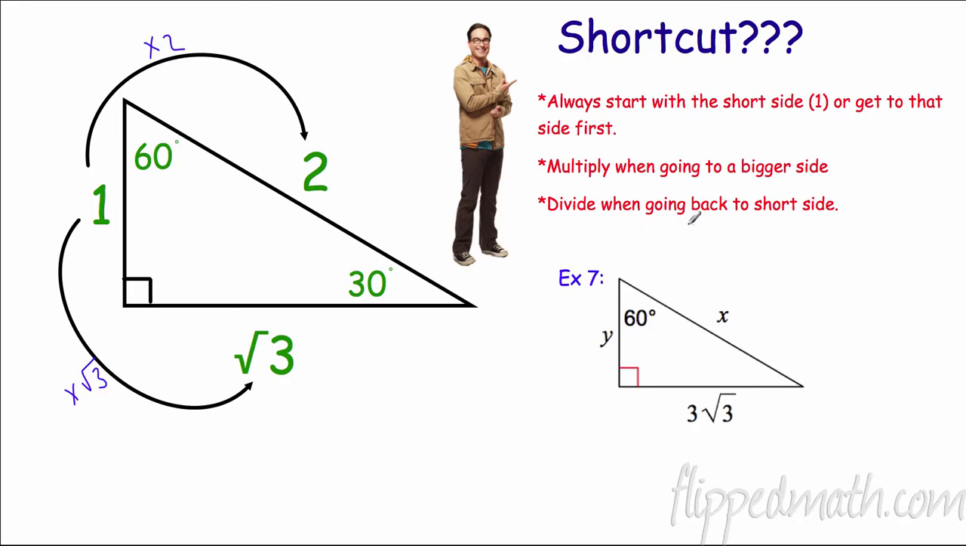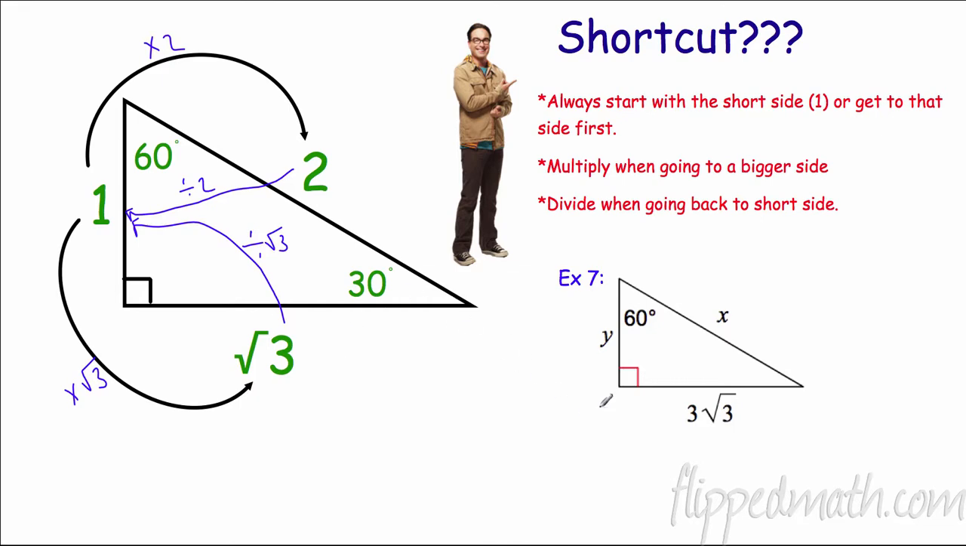Okay? When I'm going back to the short side, so I'm starting at a bigger side and I'm going back this way, I'm going to divide. So if I start at 2 and I want to go to 1, I'm going to divide by 2. If I start at radical 3 and I go to 1, I'm going to divide by radical 3.